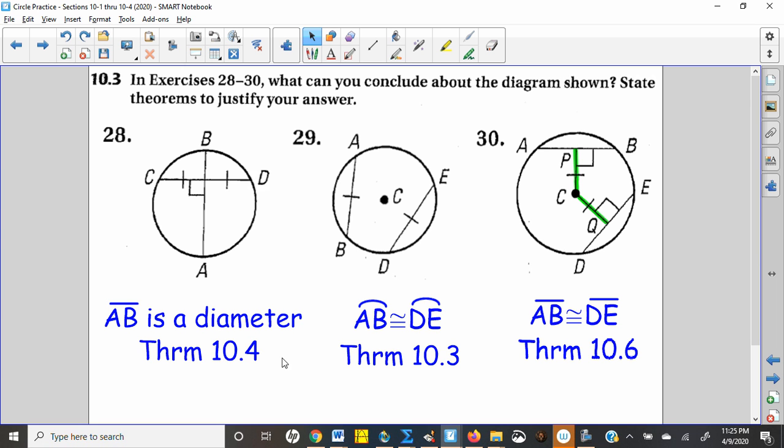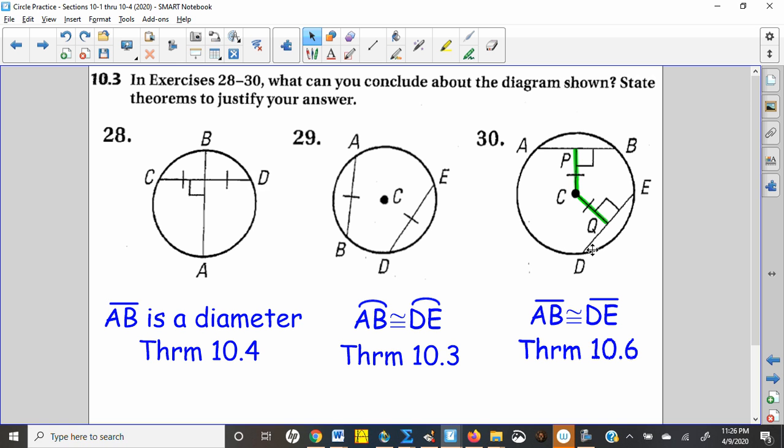28. What do we know about these pictures? What can we conclude based on what we see? Well, this is basically the same exact theorem we just talked about on 27. I have two chords which are perpendicular, and one of them is bisecting the other. The bisecting chord has to be a diameter by theorem 10.4. Problem 29, I have two congruent chords, and so by theorem 10.3, the arcs that intersect AB and ED are congruent arcs. And then number 30, we haven't seen this one yet on this worksheet.